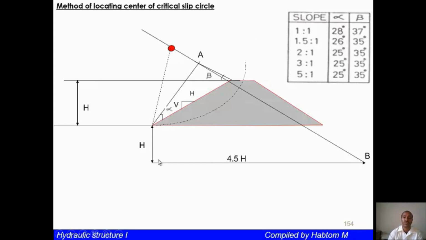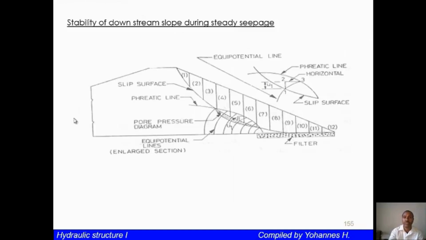Once you put the foundation, which is in this direction, 4.5 H, where H is the height of the dam, then FS1. So this is factor of safety 1. Again, you start another and draw. This is factor of safety 2. And this is the third, etc. It goes on like that. So once you calculate these, then you will select the best factor of safety.